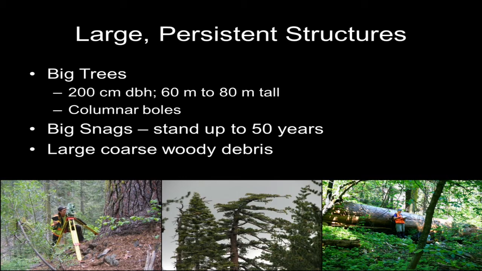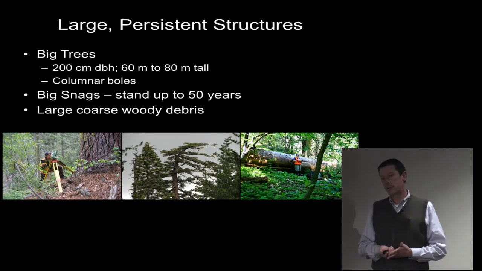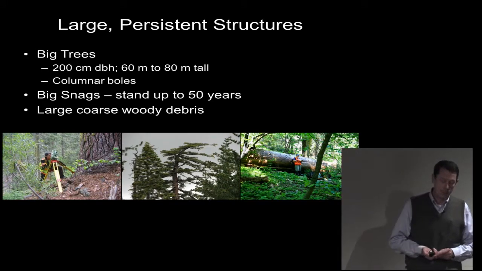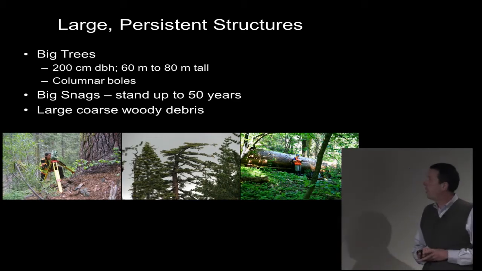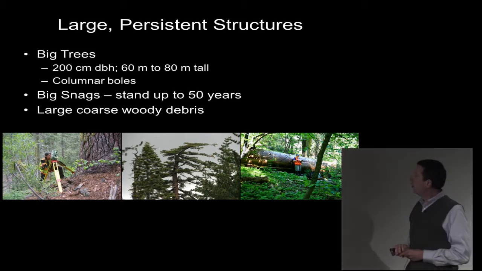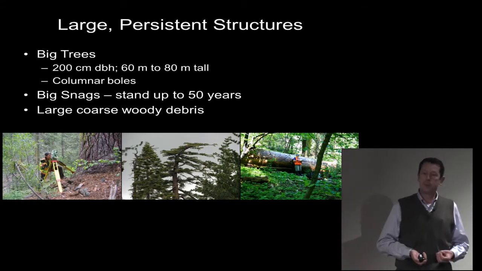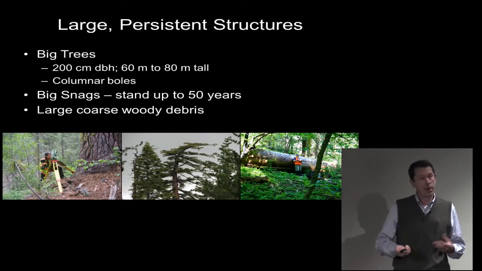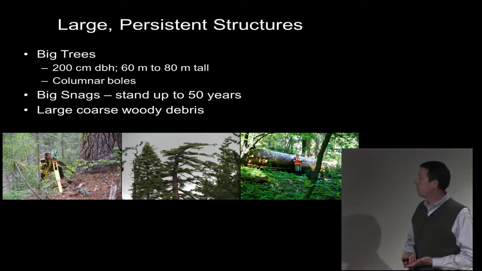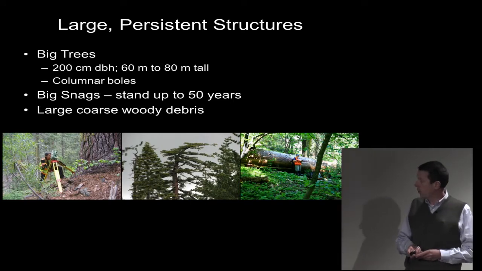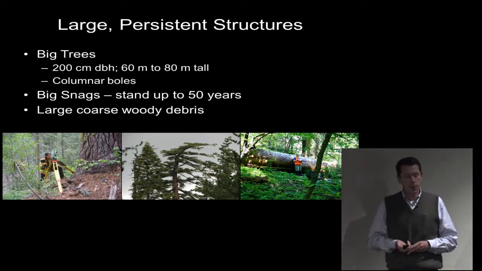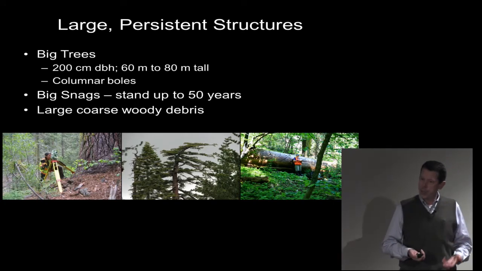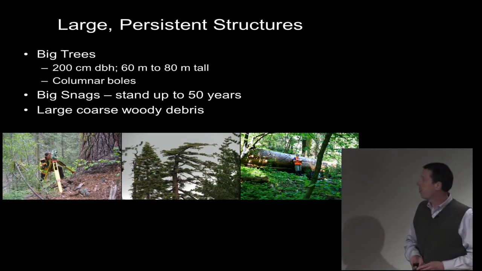Of course, this includes the big trees. Trees in these forests, not even really special trees, but just the larger emergents, are up to 200 centimeters in diameter at breast height, 60 to 80 meters tall. But with big trees comes big snags. When those trees die, they remain standing for many years. And then after they have been standing for many years, they fall and lie on the ground. And all of the stages of those large persistent structures are very important to forest ecosystem function and subsequent forest development.